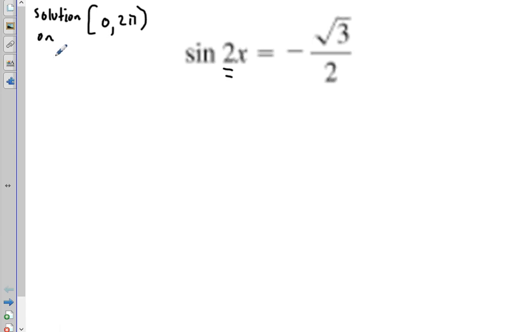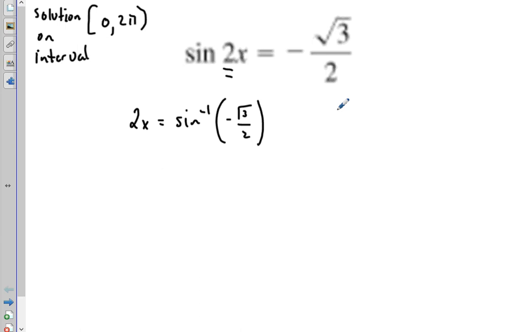All right, and that's what we're looking for: we're trying to find solutions on the interval 0 to 2 pi. And what we have is this trig function, and we're going to do it without our calculator. The first thing is that we solve for the trig function, which is already solved for. Next, we take the inverse sine to solve for the inside. So 2x is going to equal the inverse sine of negative square root of 3 over 2. And that's what we have right there.